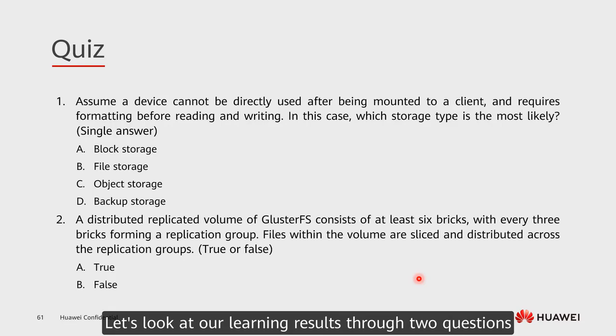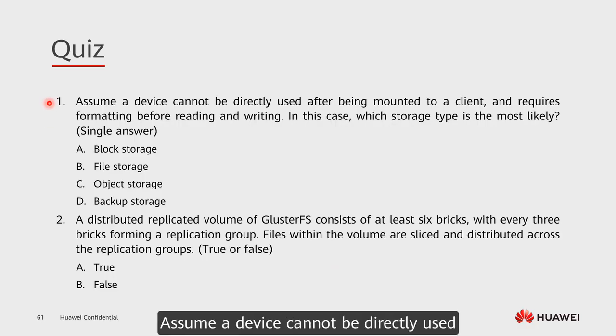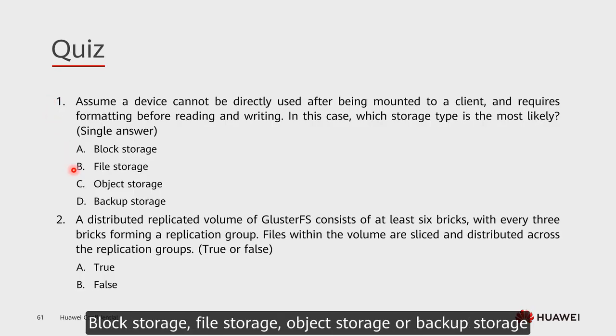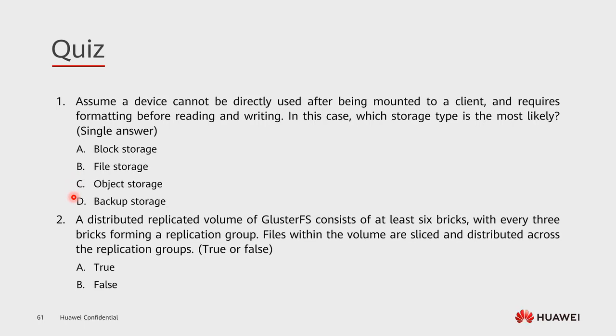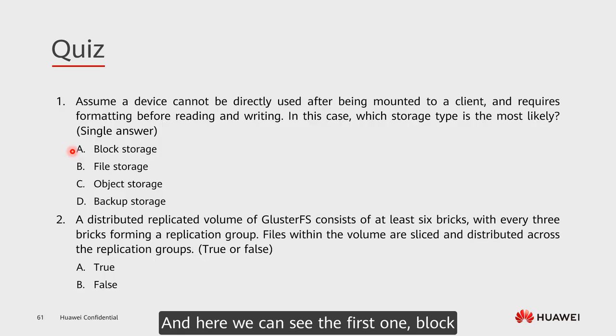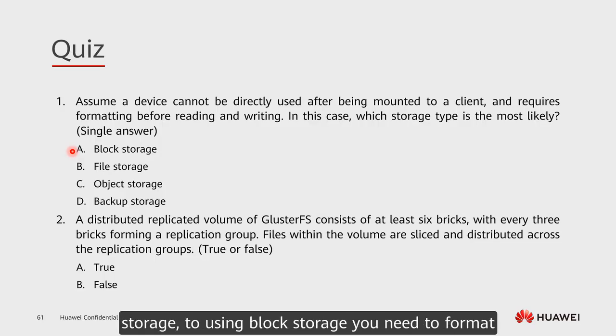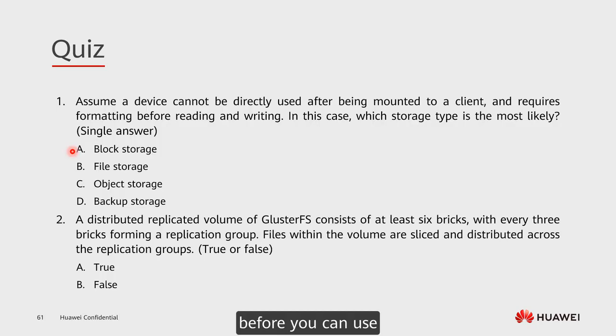Let's look at our learning result through 2 questions. Question 1. Assume the device cannot be directly used after being mounted to a client and requires formatting before reading and writing. In this case, which storage type is most likely? Block storage, file storage, object storage, or backup storage? Here we can see the first one, block storage. To use block storage, you need to format it before you can use it.